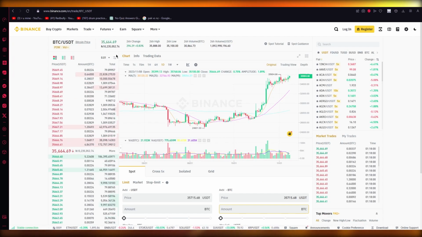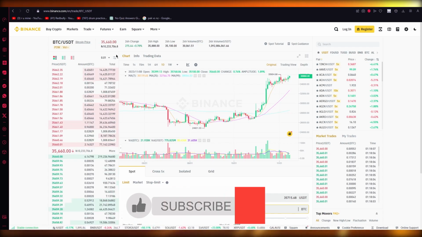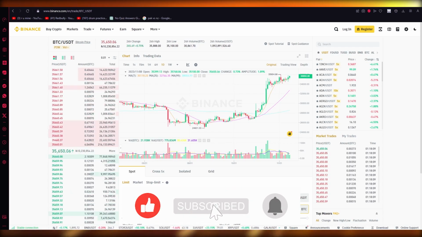So go to Binance, withdraw USDT to your Binance wallet. From your Binance wallet, take it out into your actual bank account. From your bank account, transfer it to your Wise. And that is pretty much about it.